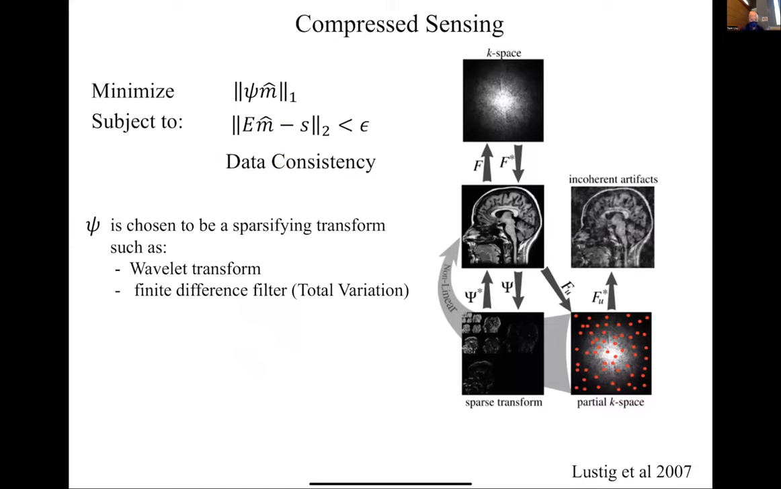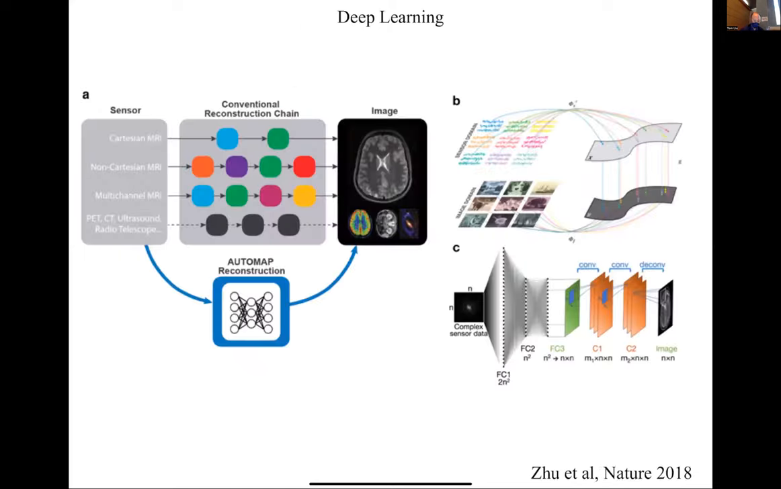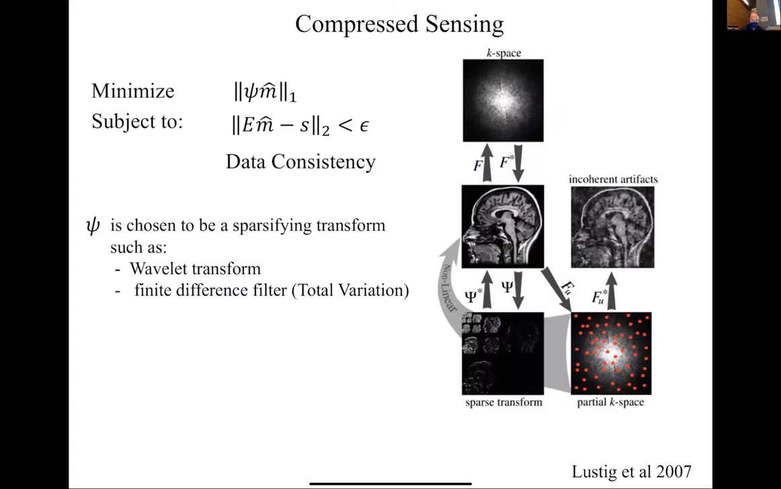So let's pick up on this next time, and we'll start deep learning next time. But that's where we're headed, where we're going to pose additional constraints on our image such that we can make better images.